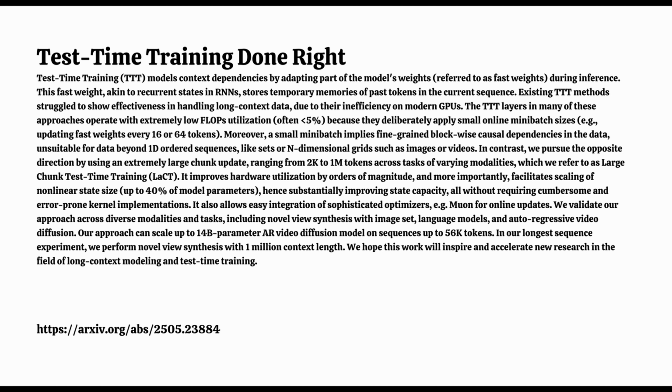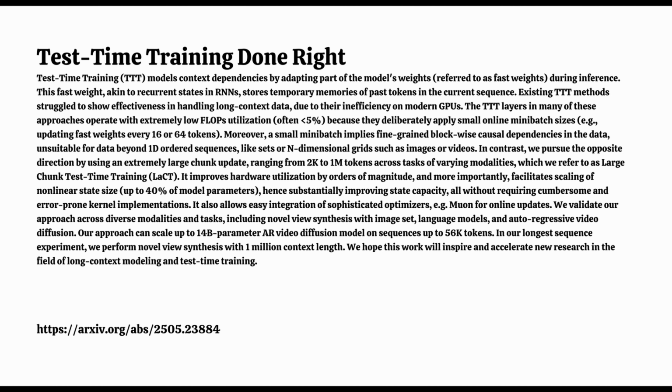So TTT sounds promising, but the paper argues existing methods haven't quite cracked it for very long sequences. What's the technical problem they hit? Yeah, the big hurdle seems to be computational efficiency, just getting the hardware, like modern GPUs, to work efficiently. Existing TTT methods often get really low hardware utilization. The paper mentions numbers like below 5% FLOPs utilization. Wow, less than 5%. So the expensive hardware is mostly just waiting. Why does that happen, technically?